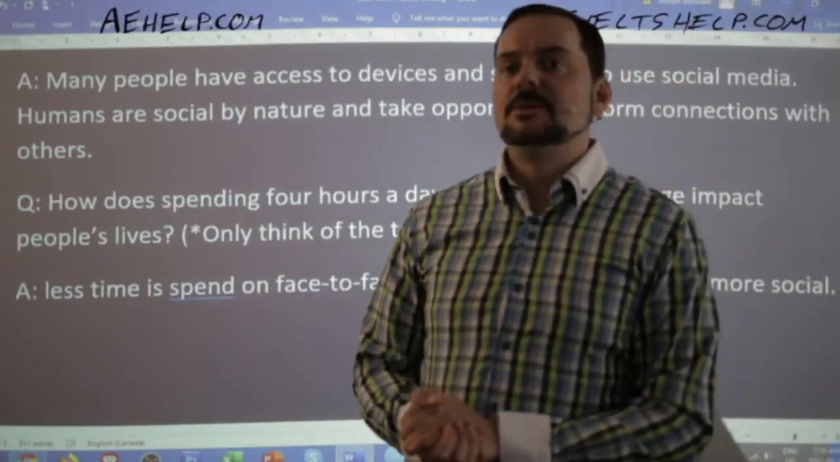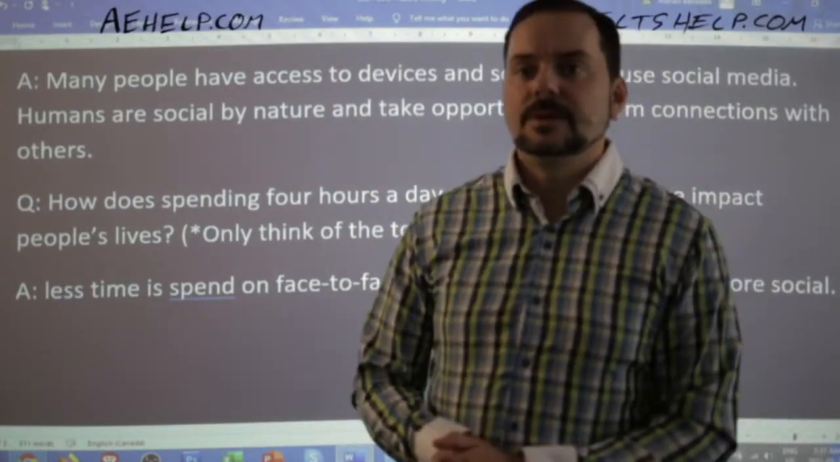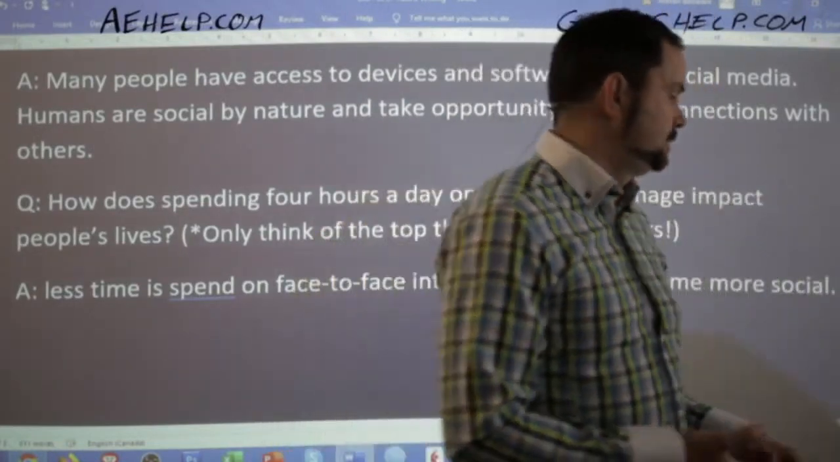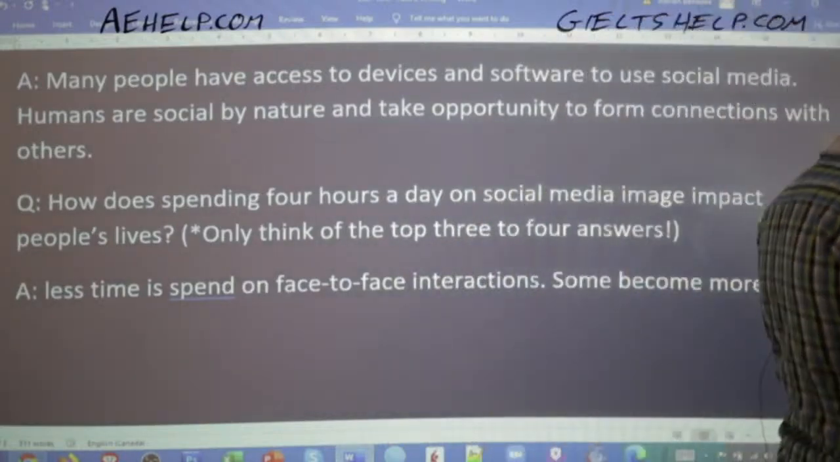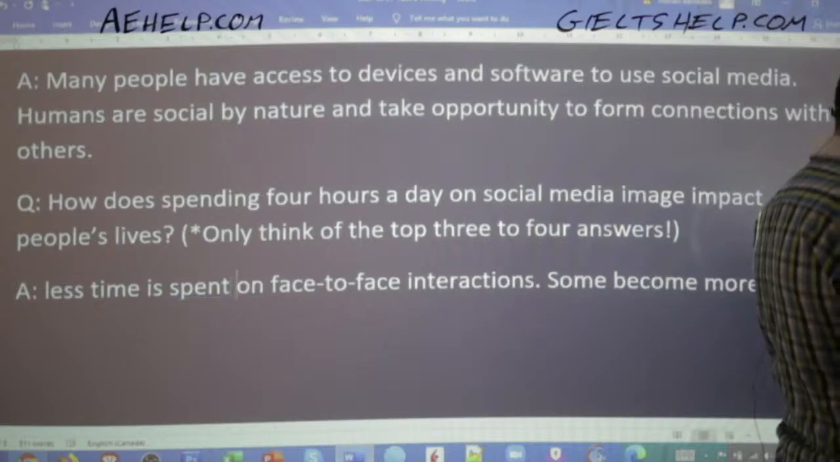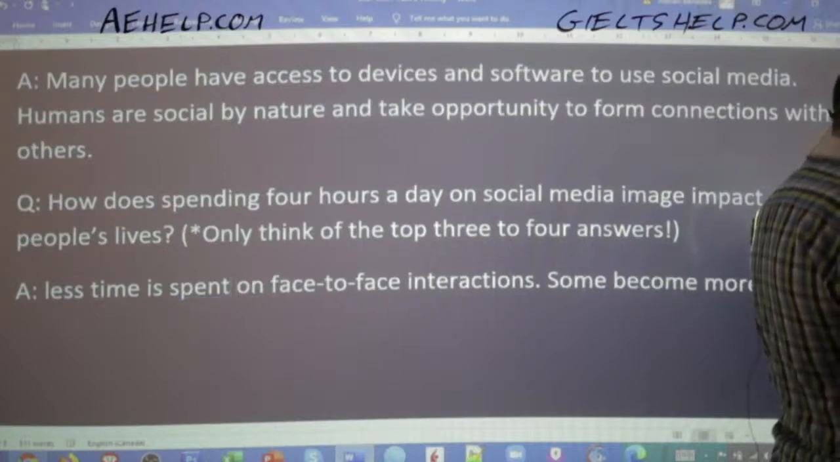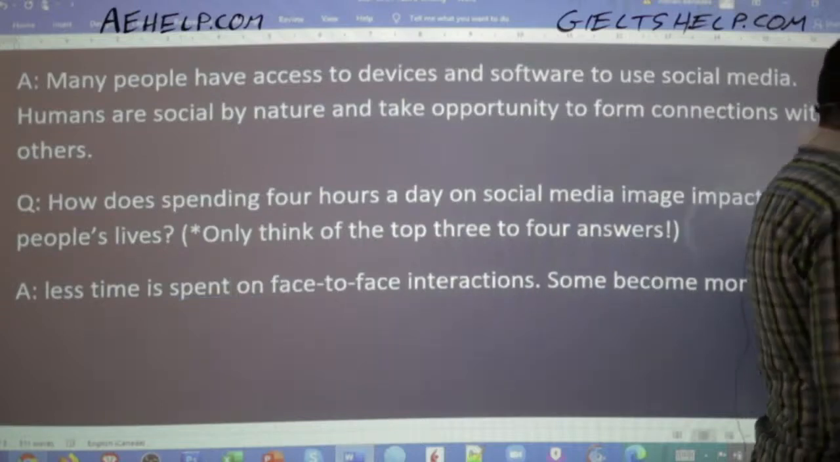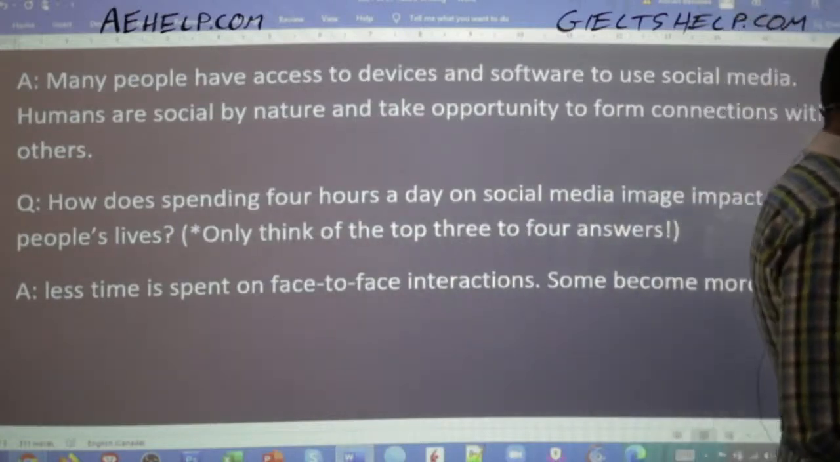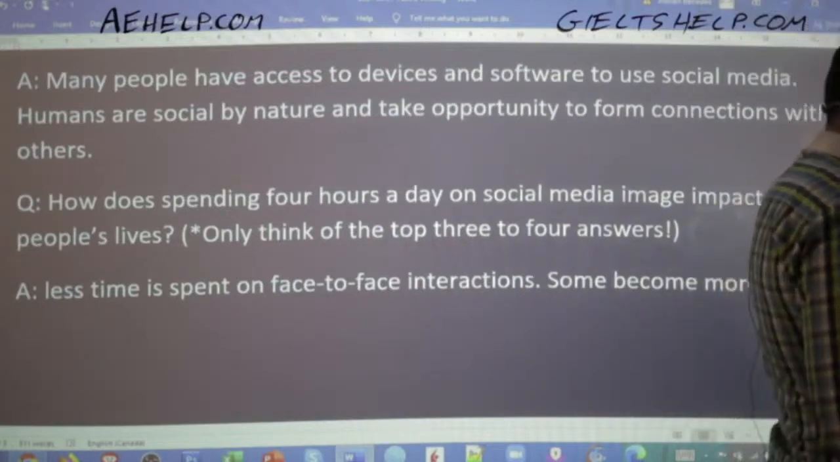Arta says it makes people antisocial. Okay. All right. Okay, so less time is spent on face-to-face interactions. Some people become more social.